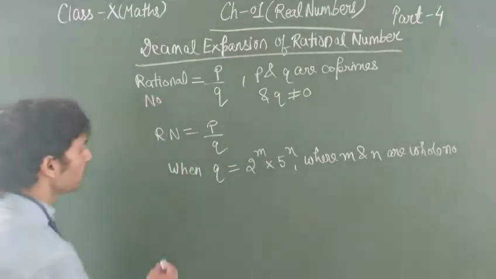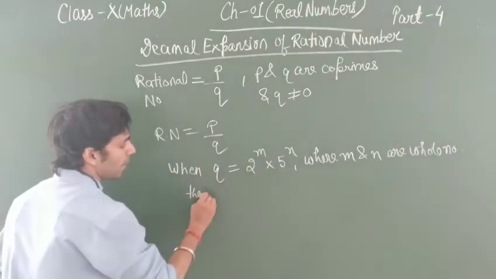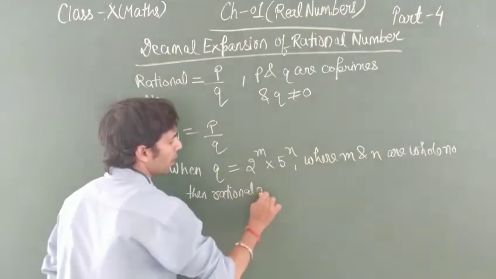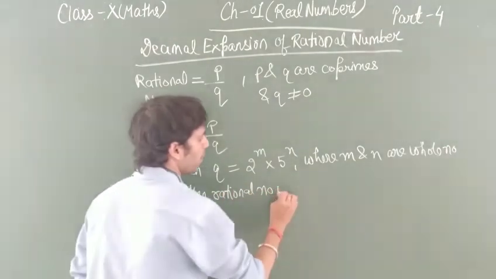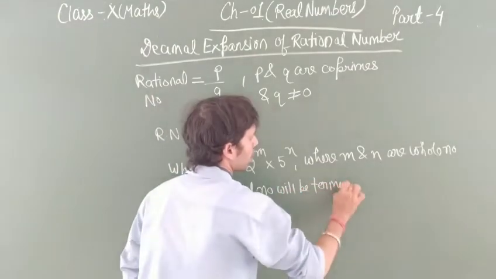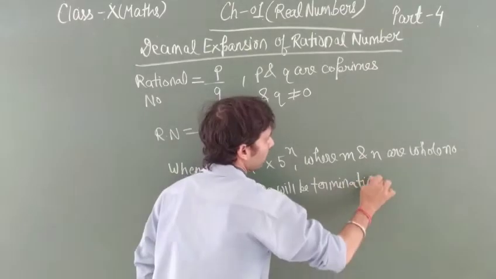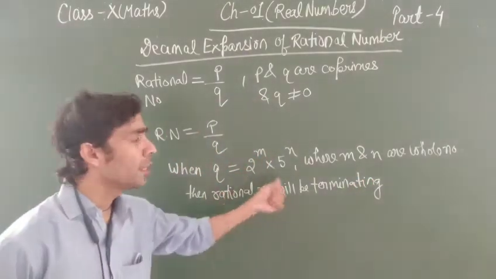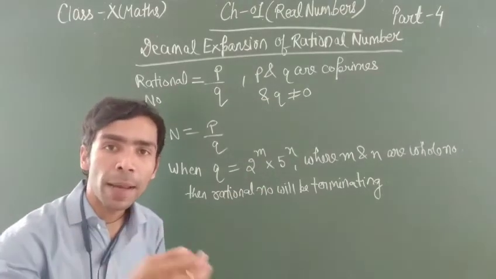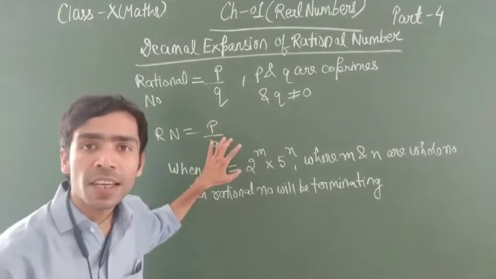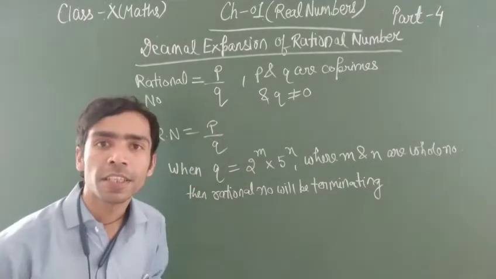So we can say the rational number will be terminating when the denominator is of the form 2 to the power m into 5 to the power n, where m and n are whole numbers.